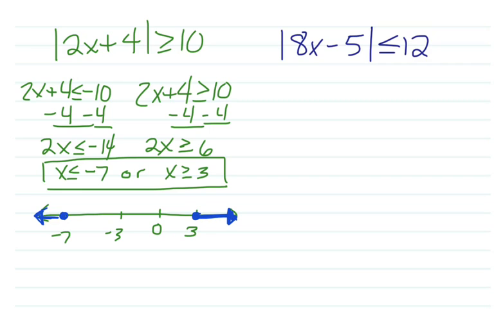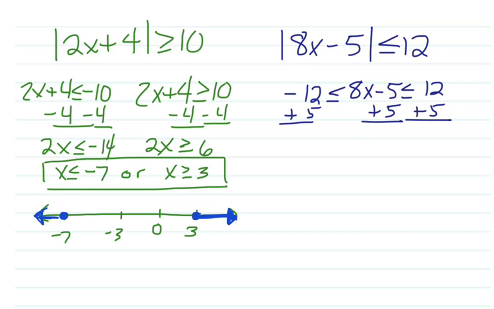Okay, so maybe we can start to see a pattern here. Try this one. And I'm telling you what the pattern is. If you have a greater than, it's going to be an OR. If you have a less than, it's going to be an AND. So this one we're going to go about our business.